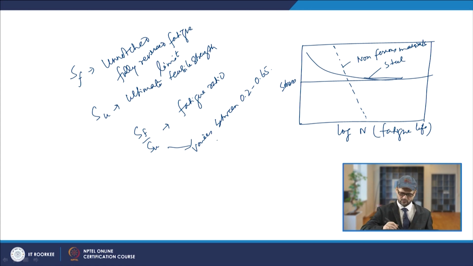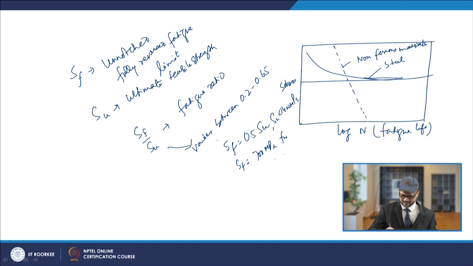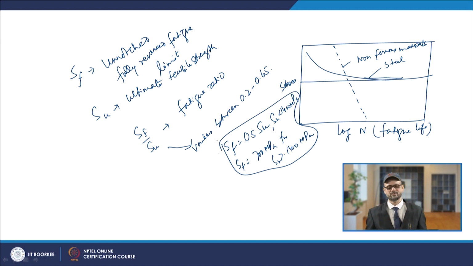There are also some generalized equations, like SF will be 0.5 SU when your SU is less than 1400 megapascal, and SF will be 700 megapascal for SU more than 1400 megapascal. So, these are the relationships by which you can calculate SF. Now, many a times we try to increase the fatigue limit of the component, and that can be done and we can check it against these findings.